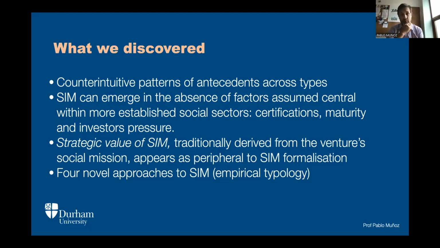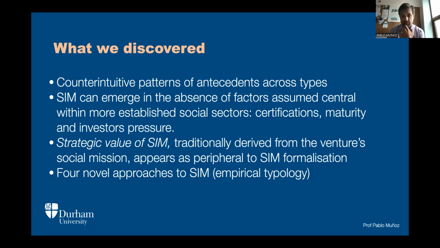The big aha, because we were really certain that those three were the ones we were going to retain, and then we realized that those are the ones we had to drop if you want to understand the formalization of social impact measurement, at least in non-institutionalized contexts. And then we found a few that were almost necessary, but not as relevant as the other ones. So the strategic value of SIM, that you normally use for legitimacy purposes, because it's a way of legitimizing the social mission, actually wasn't that relevant. It's actually peripheral to the formalization of social impact measurement.